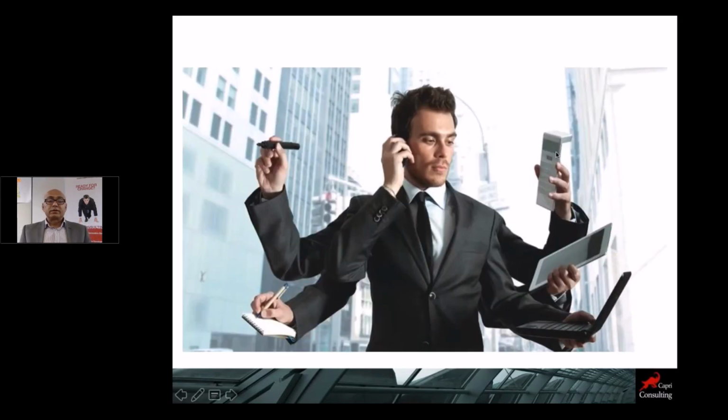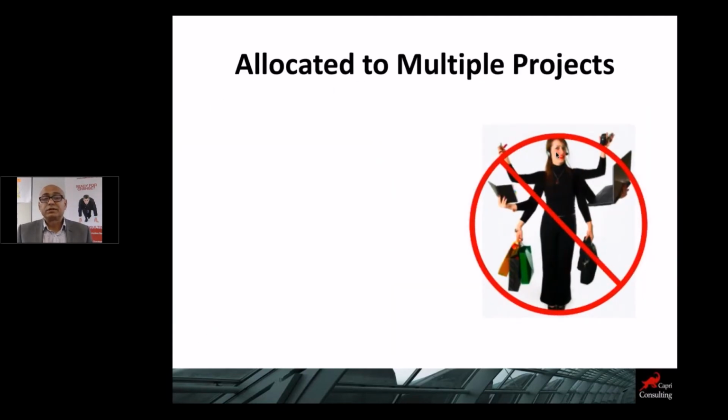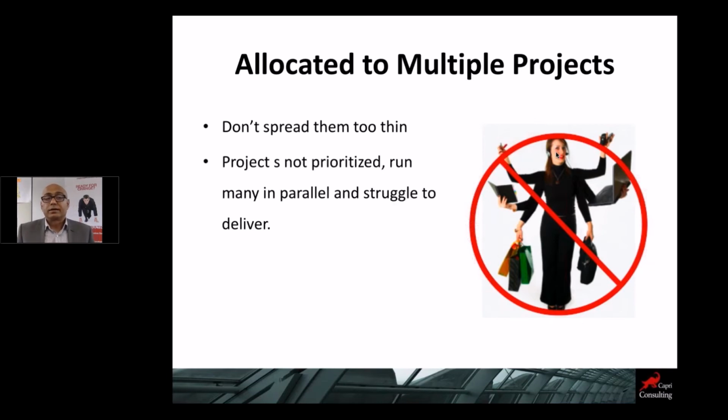Okay, so the next common agile failure is multitasking, especially technical people trying to do multitasking. We have a tendency of allocating people to multiple projects. The best thing is to not do that. Again, please, they are not butter, so you can't spread them too thin. It's very, very important that you don't spread technical staff too thin. You must have seen that projects are not prioritized. They run many projects in parallel, and people struggle to deliver those parallel projects.